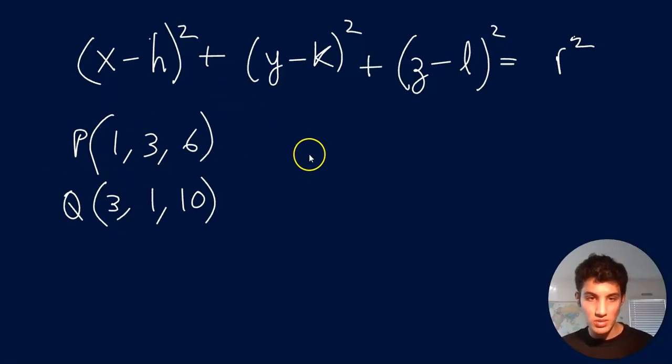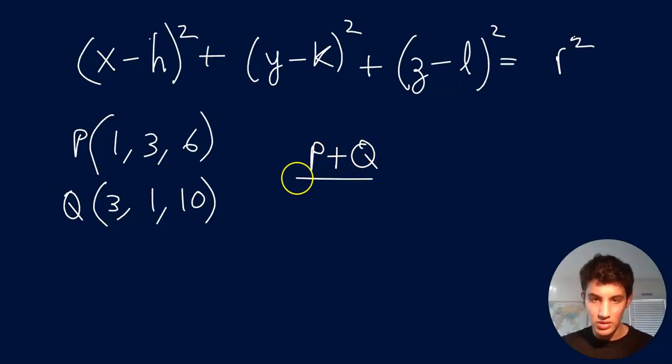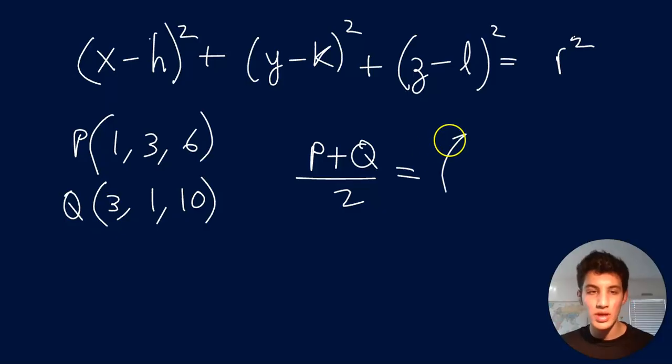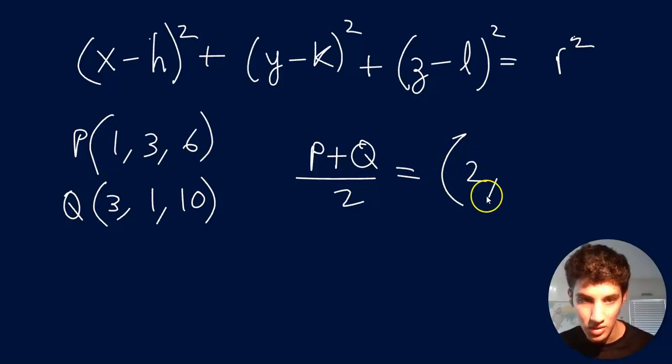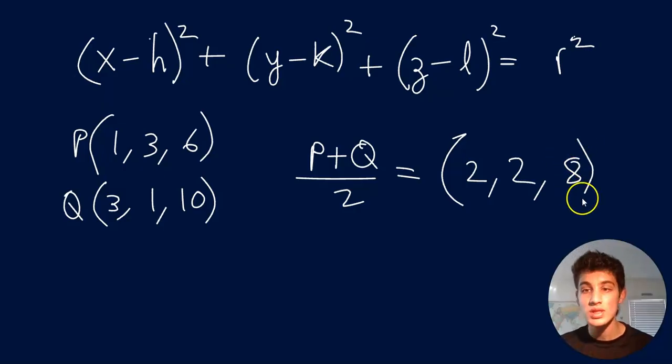So what's the midpoint of this? Well, it's just p plus q over 2 because you're just averaging them out. I'm not going to show all the calculations, but it's 1 plus 3 over 2, so that's 2. 3 plus 1 over 2, 2. 6 plus 10 over 2, 8. So this is the center. Just like that, literally in seconds, we found h, k, and l.